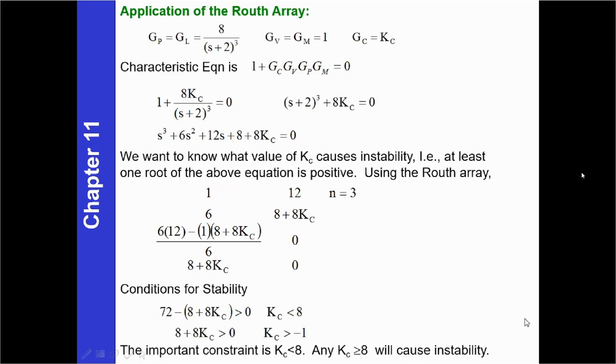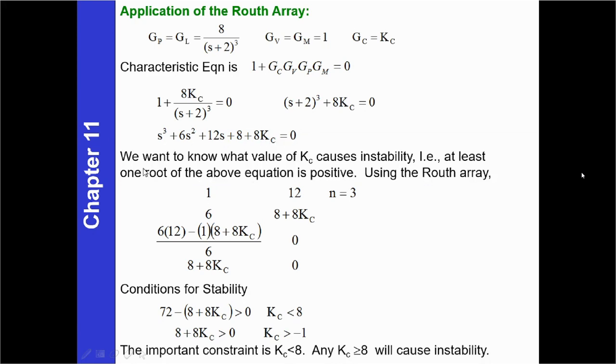And how do we apply the Routh array? In this example, Gp equals Gl equals 8 over (s plus 2) cubed, Gv equals Gm equals 1, and Gc equals Kc. The characteristic equation is 1 plus GcGvGpGm equals 0. In this case, 1 plus 8Kc over (s plus 2) cubed equals 0, so (s plus 2) cubed plus 8Kc equals 0. Simplifying, we have s^3 plus 6s^2 plus 12s plus 8 plus 8Kc equals 0.